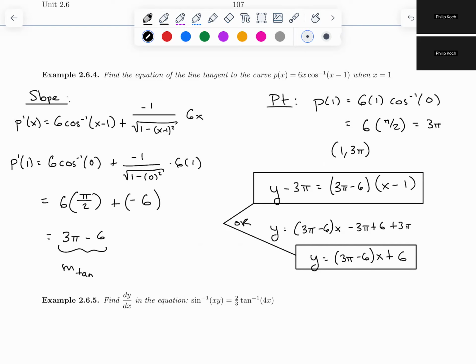Any questions on that? It's the same process we've been doing this whole time. Just now we have more functions to work with. That's a good thing, right? We have more functions to memorize. Who doesn't love memorizing function derivatives?